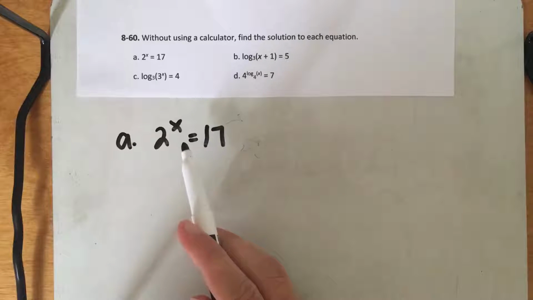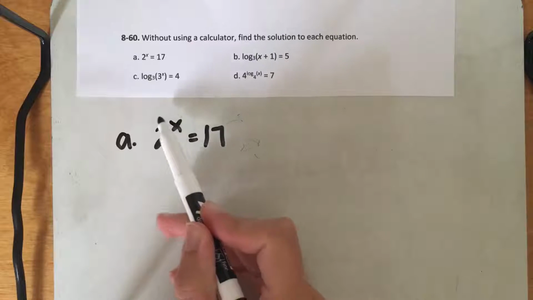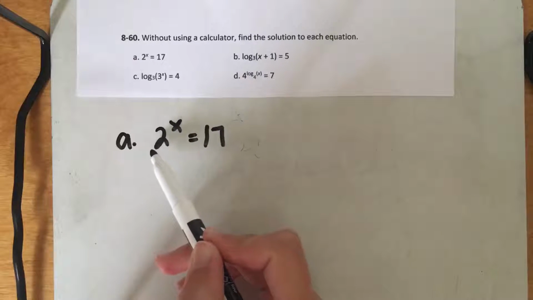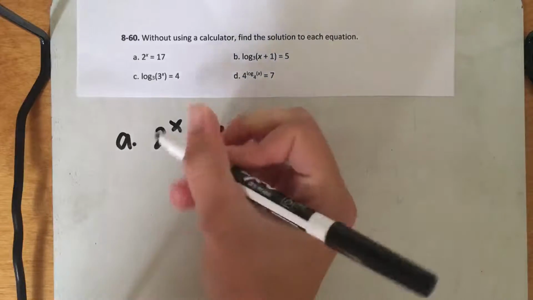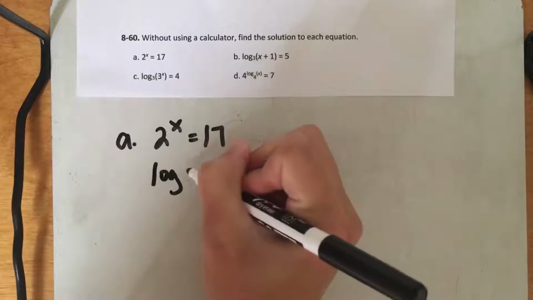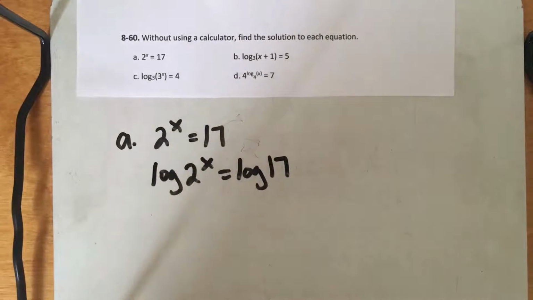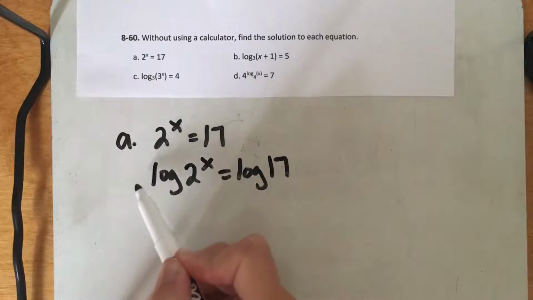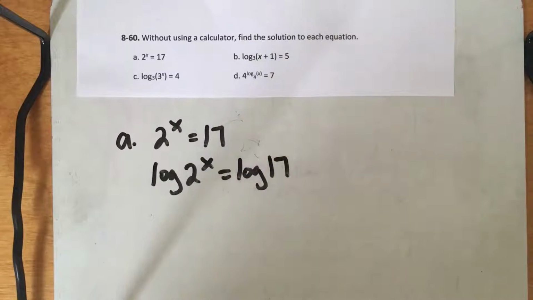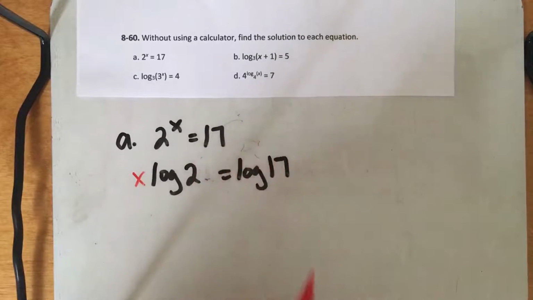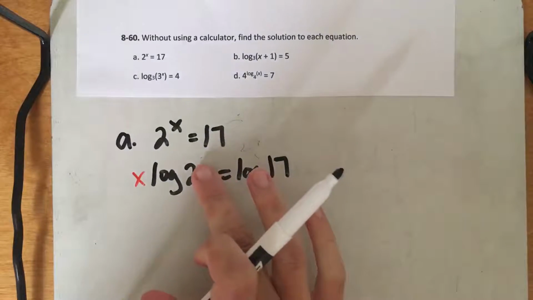So we're going to use the power property, which means I can bring this x down in front of the 2 as long as I put a log in front of the 2 and a log in front of the 17. I'm going to do this one step at a time. So I just put a log in front of each of the numbers, and now I can bring down the x in front. Now I'm removing this x up here, and it went down to the front. Okay, so that was the power property.